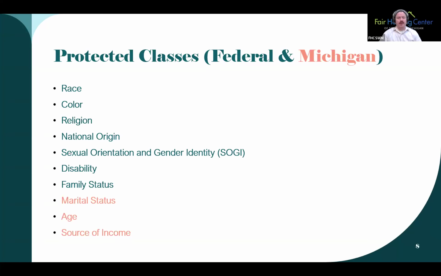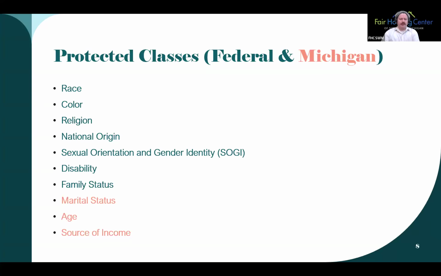Family status is the presence of one or more children under 18 in the household that is in a custodial relationship with an adult. So that's a parent, step parent, an adoptive parent, a guardian, foster parent, a pregnant woman, or a pregnant person. Disability refers to the protected class. Disability just refers to people who have an impairment that significantly affects a major life activity. We'll get to that toward the back of this training.